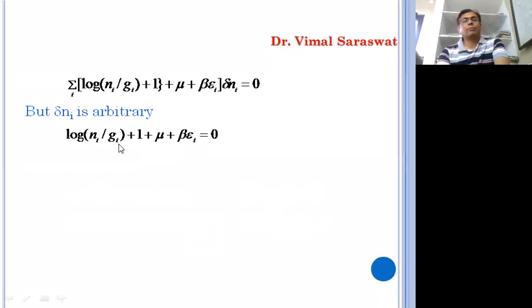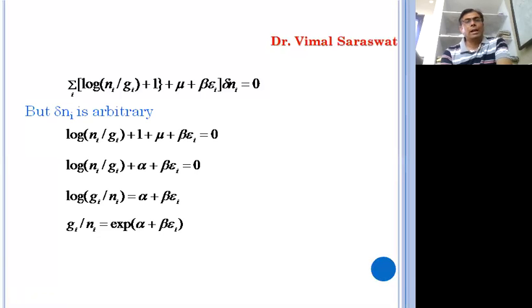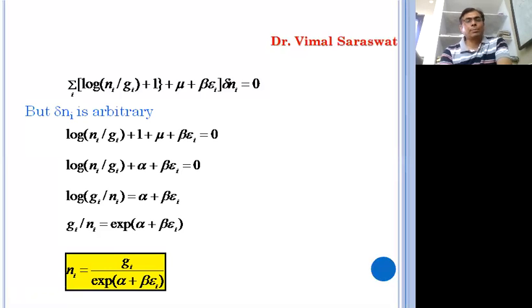Here mu is a constant, 1 is also a constant, so 1 plus mu is replaced by another constant alpha. So this will be log Ni upon Gi plus alpha plus beta Ei equals 0, or log Ni upon Gi equals minus alpha plus beta Ei, or log Gi upon Ni is equal to alpha plus beta Ei. Now on taking the exponential on either side, we get Gi upon Ni is equal to exponential of alpha plus beta Ei, or Ni is equal to Gi upon exponential of alpha plus beta Ei. This is our Maxwell Boltzmann distribution law.